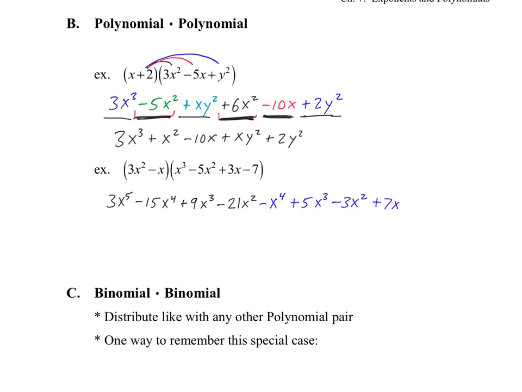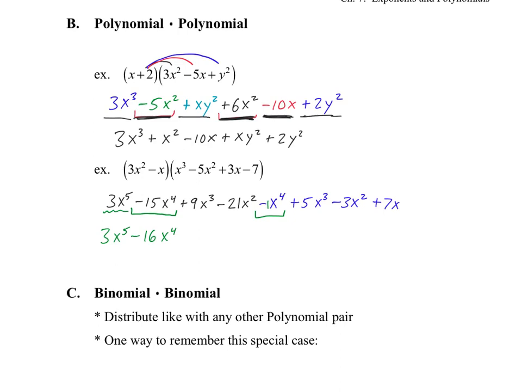So I'm seeing over here I have an x to the fifth. That's my only x to the fifth. So I'm going to say, all right, I have 3x to the fifth. And underline it to show that I have that one done. All right, next ones, I have 2 that are x to the fourth. So I have negative 15 of them, then another negative x to the fourth, or negative 1. So that gives me a total of negative 16 of these x to the fourths.